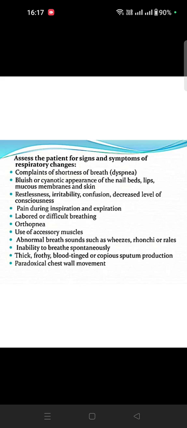Then assess the signs and symptoms. The complaint is dyspnea, then a bluish cyanotic appearance of the nails and nail beds, lips, mucous membranes, and skin. Then restlessness, irritability, confusion, and decreased level of consciousness. Pain during inspiration and expiration, labored or difficult breathing, orthopnea, use of accessory muscles. Abnormal breath sounds such as wheeze, inability to breathe spontaneously, and thick or blood-tinged sputum production. Paradoxical chest wall movement will be there.